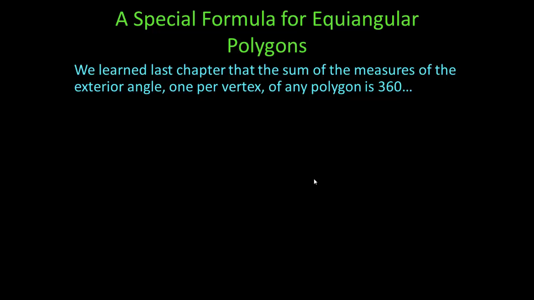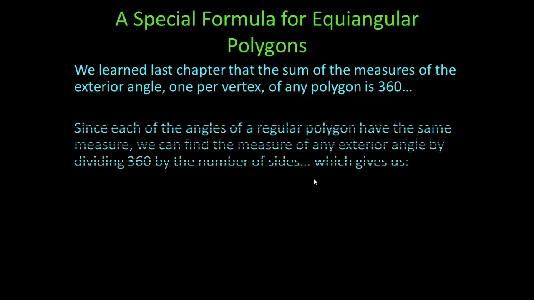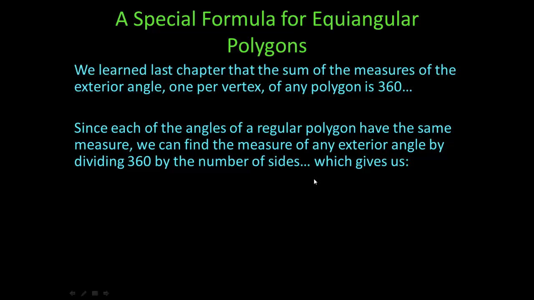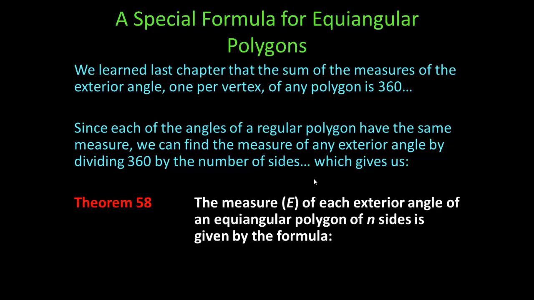Now we have a special formula for equiangular polygons. We learned last chapter that the sum of the measures of the exterior angles, one per vertex, of any polygon is 360. Since each of the angles of a regular polygon has the same measure, we can find the measure of any exterior angle by simply dividing 360 by the number of sides, which gives us this theorem.